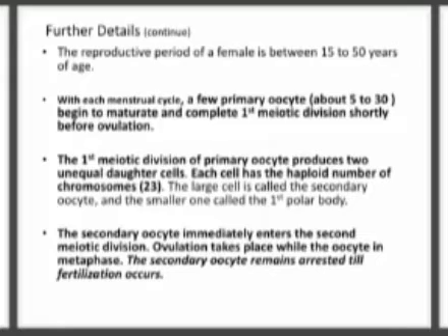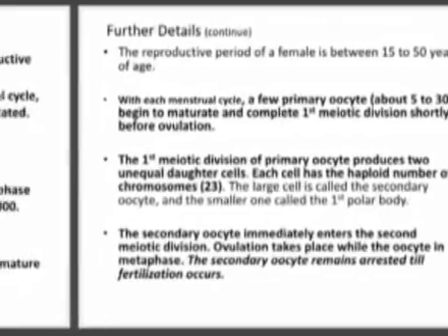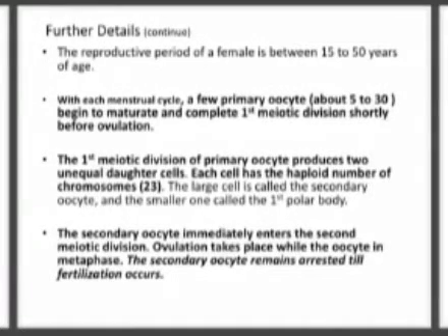With each menstrual cycle, a few primary oocytes, about 5 to 30, begin to mature and complete the first meiotic division shortly before ovulation. The first meiotic division of the primary oocyte produces two unequal daughter cells. Each cell has the haploid number of chromosomes, 23. The large cell is called the secondary oocyte and the smaller one is called the first polar body.